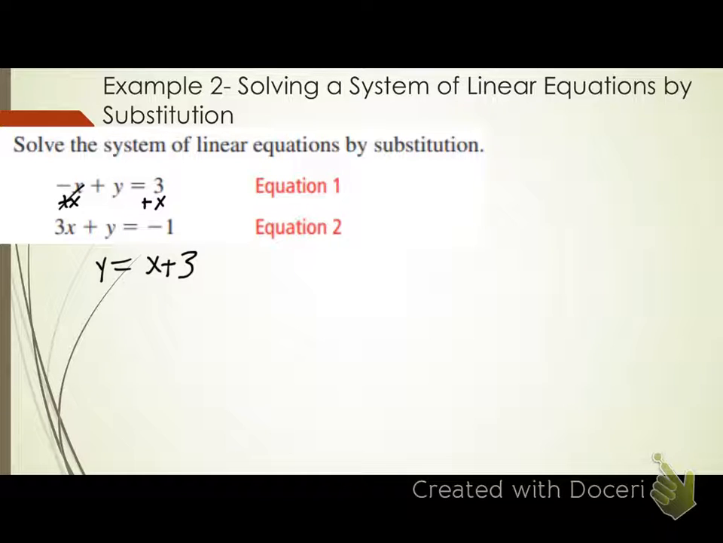I know y equals x plus 3. So I can replace this y in my other equation with x plus 3. Everyone okay with that? So 3x plus x plus 3 equals negative 1. Questions there? Okay, what can I do from there?